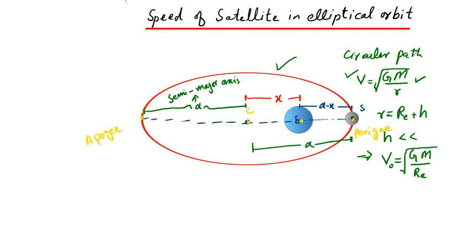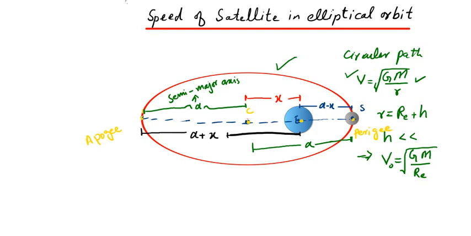Now if I want to calculate the distance from the planet to the apogee, this distance will be equal to a plus x. Let's say I represent it in black color, from here to this point. So here the distance is a plus x.